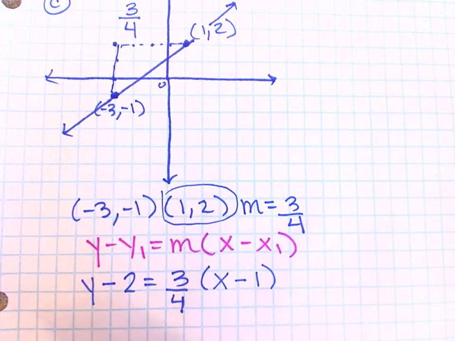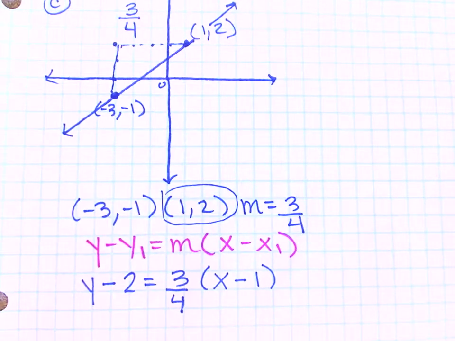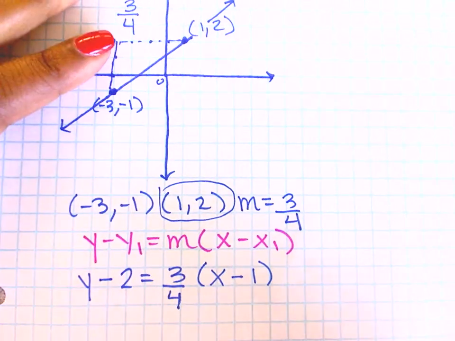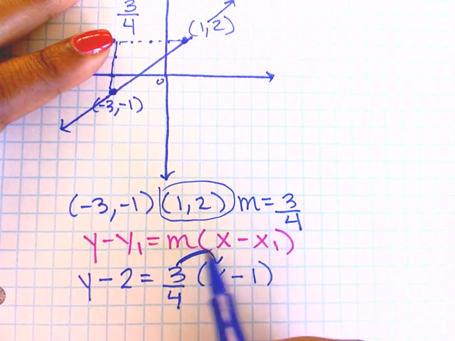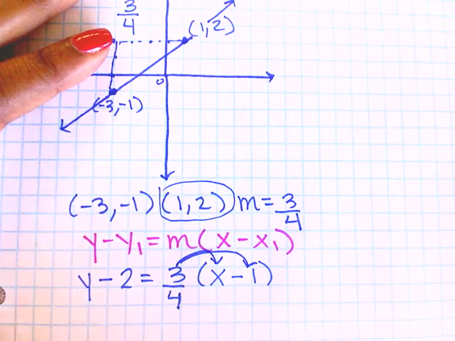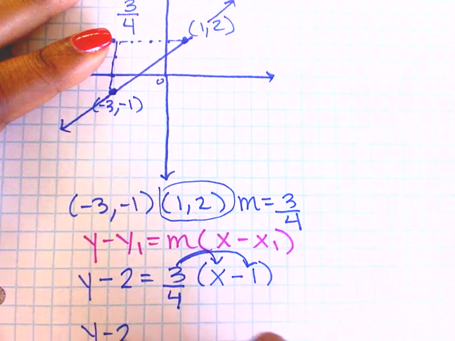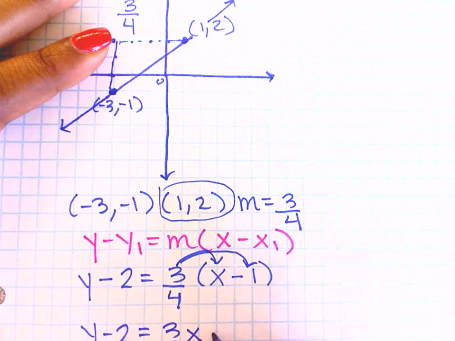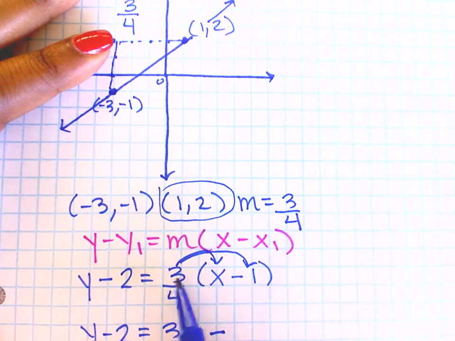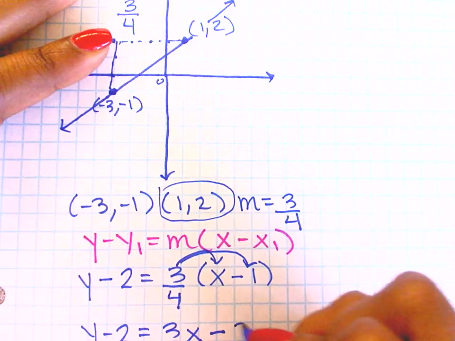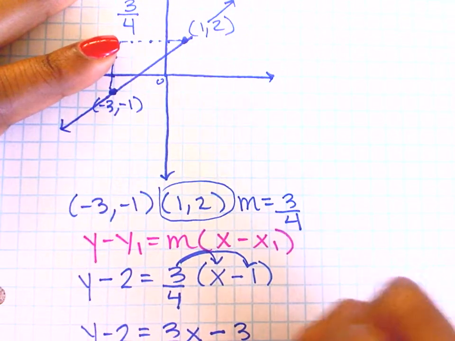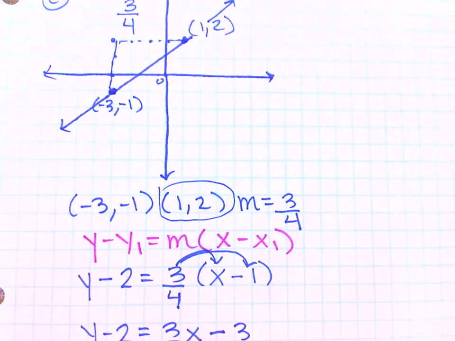Again, you can use either point. I just like to use the ones that are positive because it's easier. But that's totally and completely up to you. Alright, so I need to distribute my 3/4 x. Y minus 2 equals 3/4 times x minus 3/4 times 1, which is going to be 3/4.